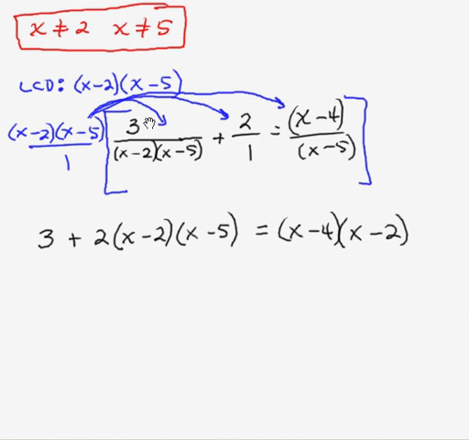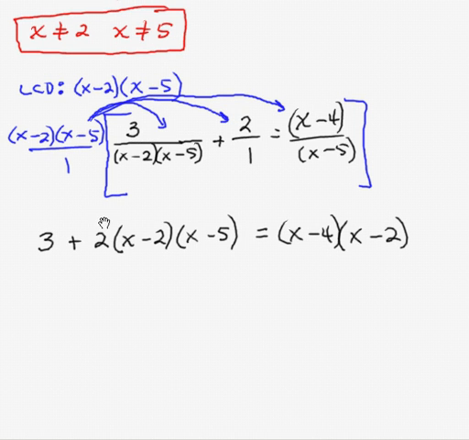In the first fraction's case, the x minus 2, x minus 5's cancel out, leaving me with 3. Second fraction, nothing cancels out, so I've got 2 times x minus 2 times x minus 5. And on the other side of my equation, the x minus 5's divide out to 1, and I'm left with x minus 4 times x minus 2.